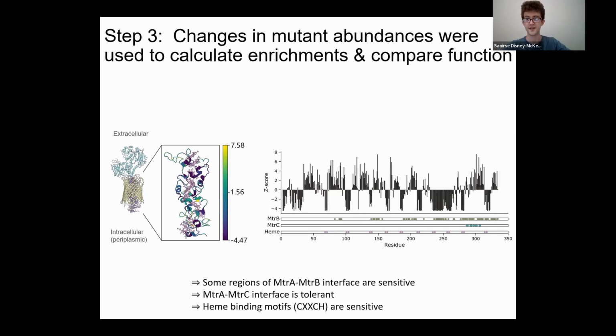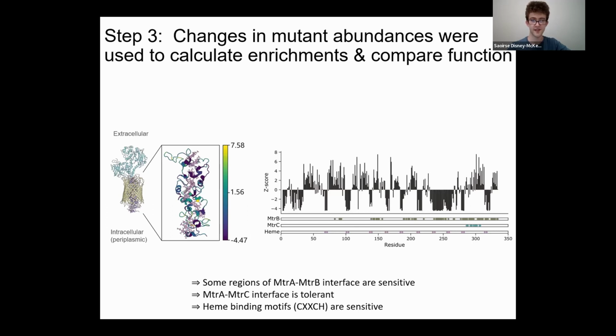Surprisingly, the MtrC interface was actually very tolerant. In fact, the insertion that's most enriched in the library, which I'll talk about a little bit more later, is actually in the MtrC binding interface. Shown below are the 10 heme binding motifs, which are 2 cysteines with 2 amino acids between them, and a histidine that coordinates the iron atom in the heme.